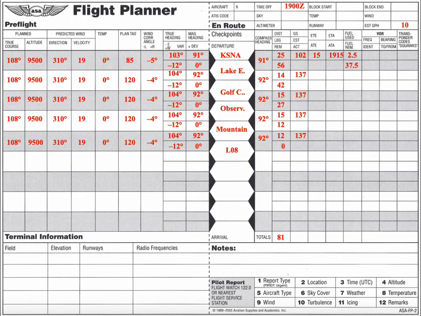Now that you've seen how to use the E6B flight computer, see if you can fill out the rest of the rows and columns on the flight planner sheet.